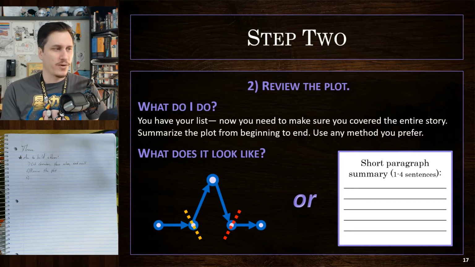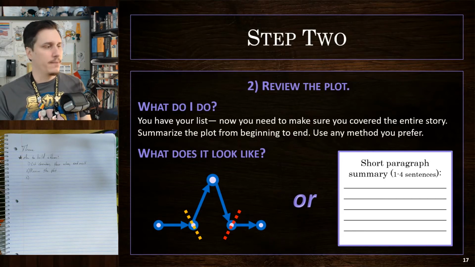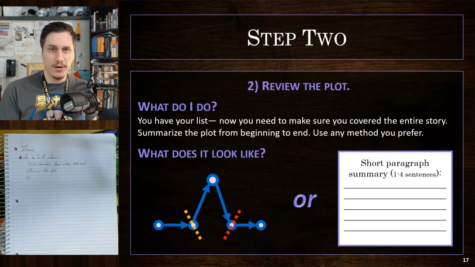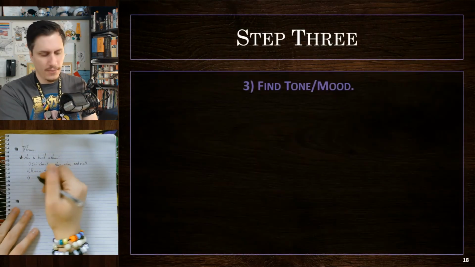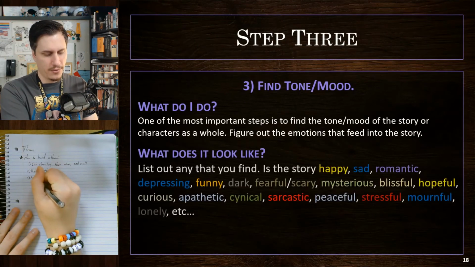I wrote 1 to 4 sentences, but that's like a baby paragraph. Paragraphs are usually like 8 to 12. Either way, you can write a little paragraph summary, or you can do Freytag's Pyramid like I showed you in my other videos. Step number 3, find the tone and the mood.